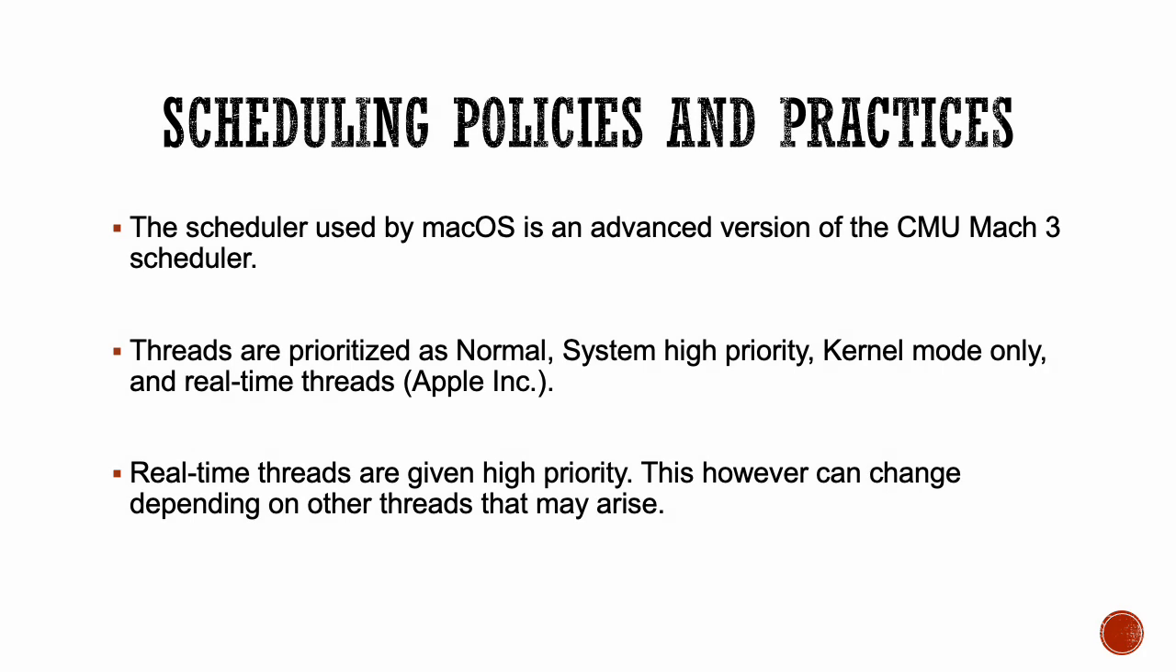Next, we have the scheduling policies and practices of the Mac. macOS takes advantage of an advanced version of the CMU Mach 3 scheduler. The threads are specifically prioritized as normal, system high priority, kernel mode only, and real time threads. The real time threads are given high priority, but this can change depending on any other threads that may arise. As we know, systems can reprioritize the threads depending on the needs at the moment, and in this case, any of the threads can be reprioritized in macOS.